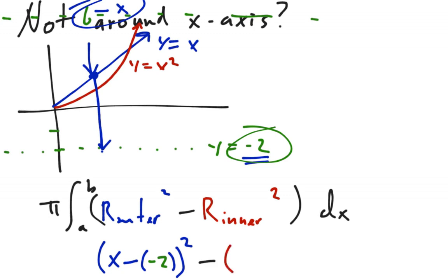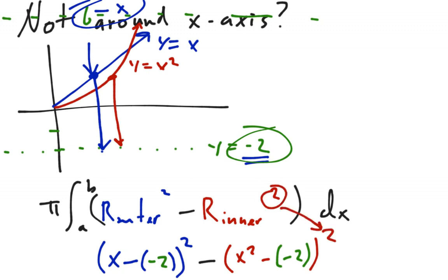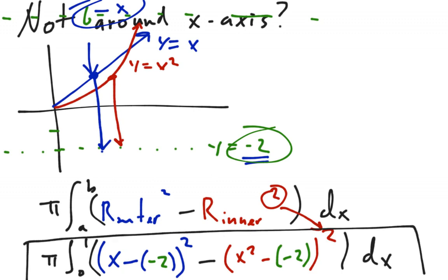The inner radius will be x squared minus the -2, like this, and then squared again. This squared still needs to stay there. And then you can put big parentheses around it, dx, and then your integral still goes from 0 to 1, times pi. So oftentimes these questions are formulated as just write an integral representing this area. And so if that was the case, this would be your answer.